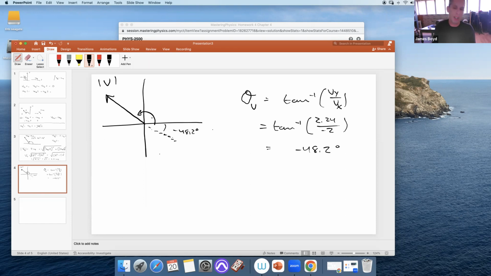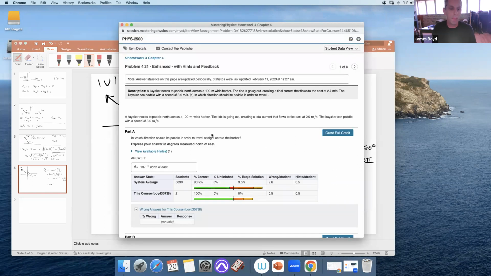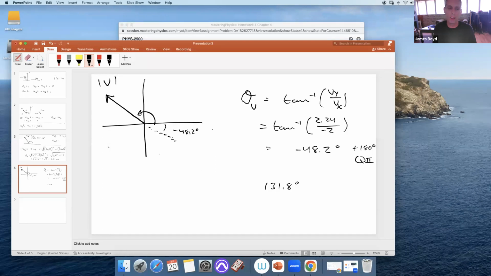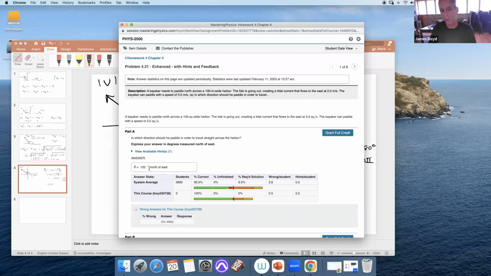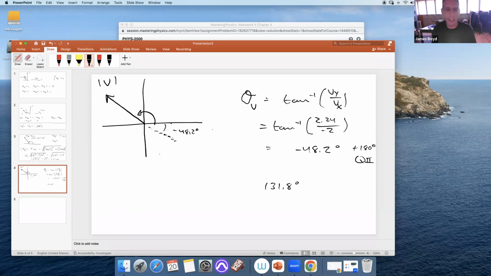So what do we do? We add 180. So plus 180, and I get 131.8 degrees, which is in quadrant 2. So our kayaker should point himself 131.8 degrees. Now, they want the degrees north of east, however. They rounded to 132. North of east means start at the x-axis and take your angle in the positive direction.